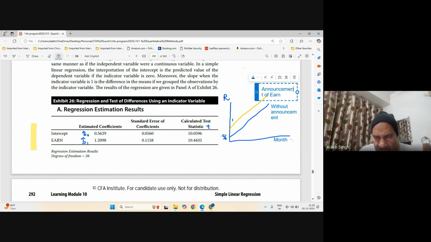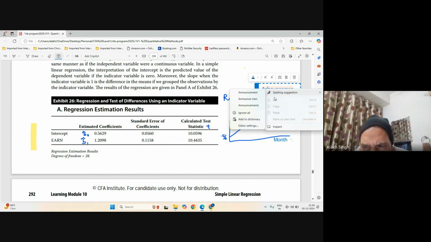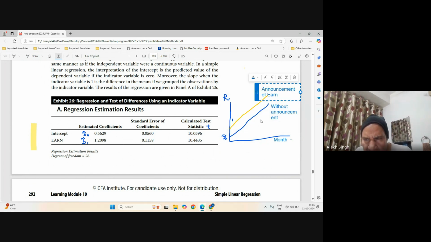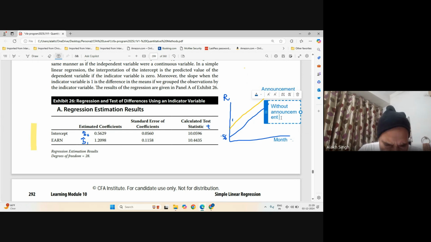Announcement. Oh, there is only one N. The spelling is announcement. So announcement of earning, and this one is without announcement of earning. So that's how the qualitative or dummy variable impact is shown.